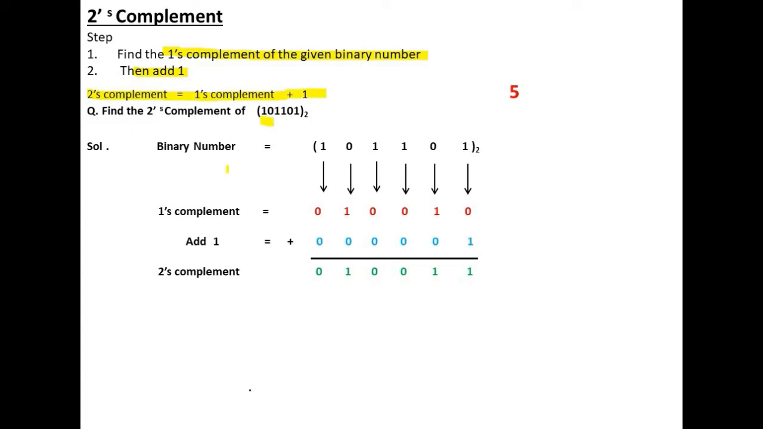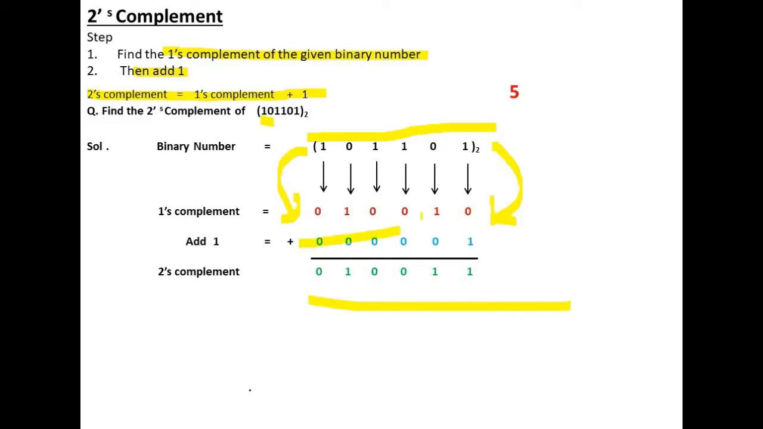Here we have to find the twos complement of the given binary number. To find it, first we have to find the ones complement of the binary number. So we have got the ones complement as 0, 1, 0, 0, 1 and 0. We have found here the ones complement. Now to find the twos complement, we have to add 1 to this ones complement number.